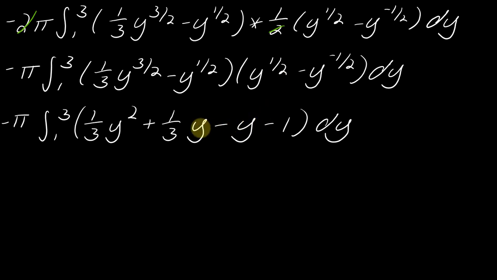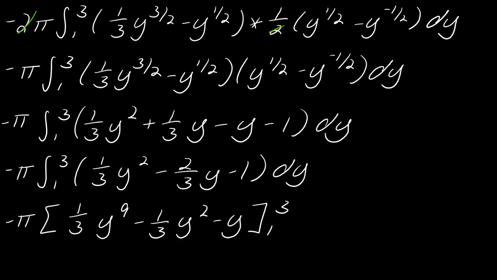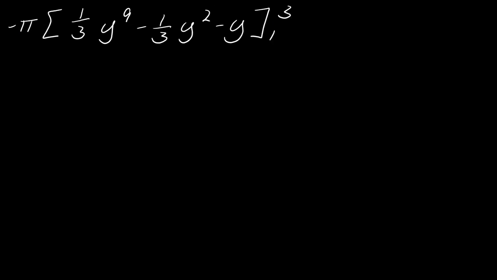And you'll notice here that I have like terms, so I can actually rewrite this whole expression as negative pi times the integral from 1 to 3 of 1/3 y squared minus 2/3 y minus 1 dy. Okay, and this is definitely something that we can integrate, right? And then the rest of this is just the math. So there is everything integrated, and then I plug in my limits of integration. If you want to pause the video here to write anything down, go for it, because I'm about to show you the next part of this.